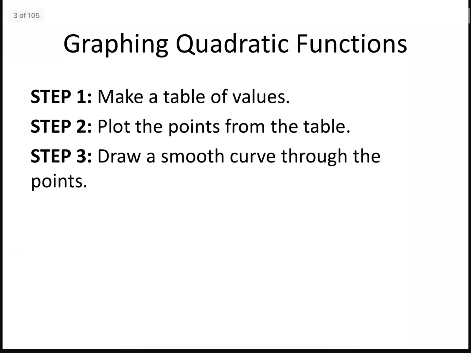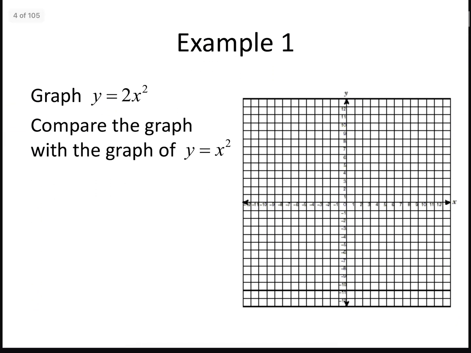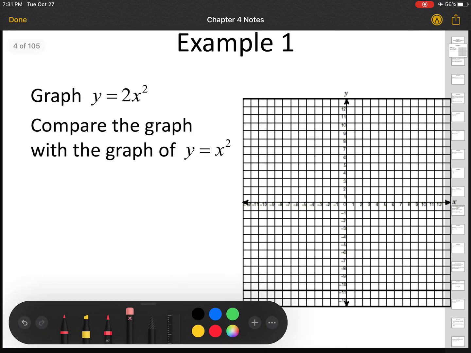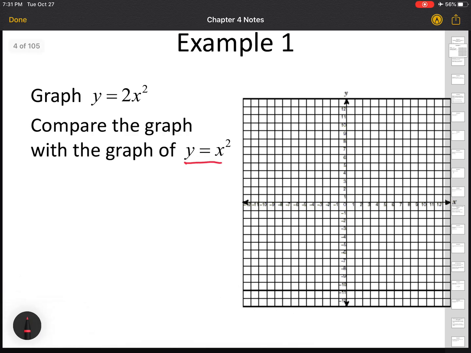So when we first go to graph quadratic functions, we're going to make a table of values, then we're going to plot those points from the table onto the graph, and then we're going to draw a smooth curve through those points. So these are going to be smooth curves like a U shape, not a harsh vertex point like the absolute value functions had that looked like V's. So for example, if we wanted to graph these two quadratic functions, first I want to graph the parent function, which is y equals x squared, and then we're going to graph y equals 2x squared and compare that. Okay, so I'm going to graph this first one, y equals x squared.